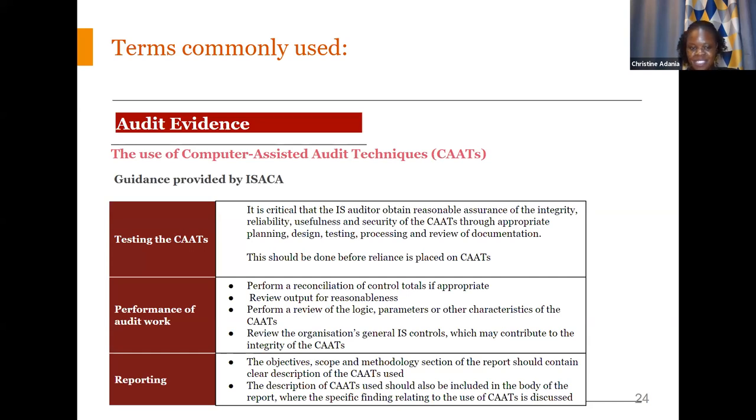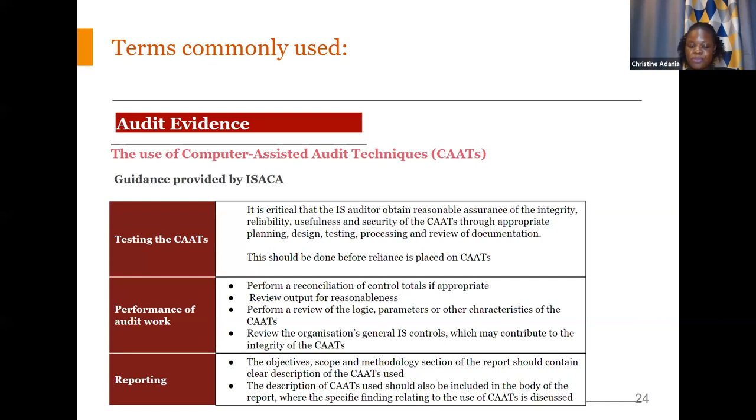It has yielded something completely different. And then perform a review of the logic and the parameters or other characteristics of the CATs. This is after you've determined that it's not giving you what you want. And then also review the organization's general IS controls. IS, we mean information system controls. And then perform reporting, yeah?